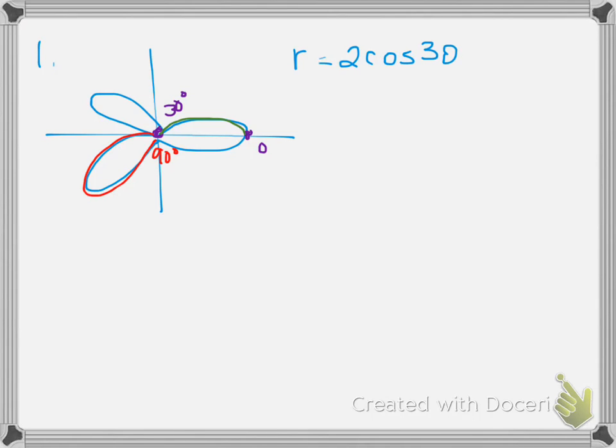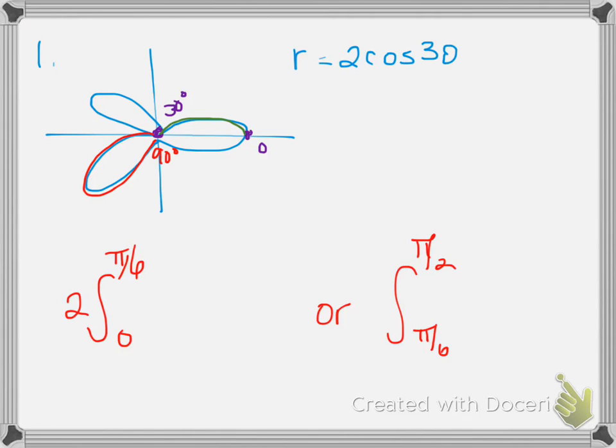So when I'm doing this, one way I could do it is I could find the area from 0 to 30 and then multiply it by 2. Since from 0 to 30 is only that little top part, if I multiply by 2, that would give me the bottom part too. Or I could do the integral from 30 to 90, because that traces that whole petal there in the third quadrant, which would be the whole thing. Does that make sense so far?